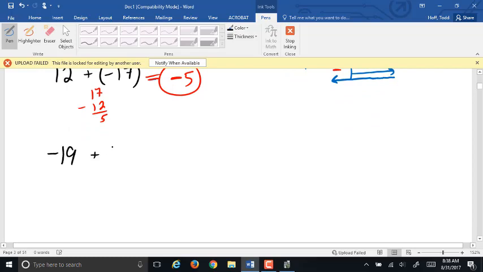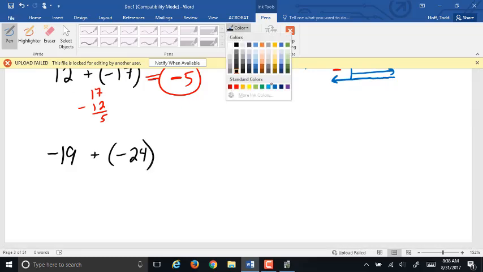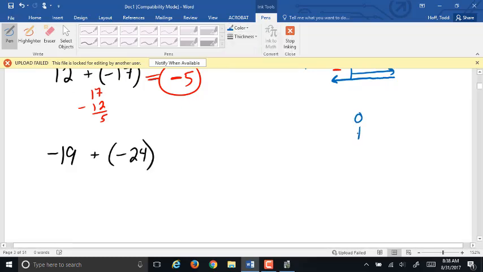We have a negative 19 plus a negative 24. From 0, negative 19 goes in the negative direction. Negative 24, same direction or opposite? Same. Slightly longer. So that picture tells us that we definitely end up on the negative side of 0. Our answer is definitely negative here.